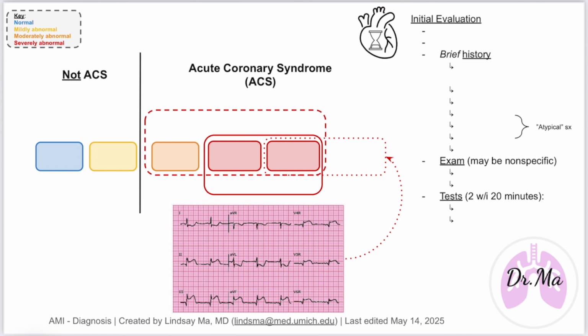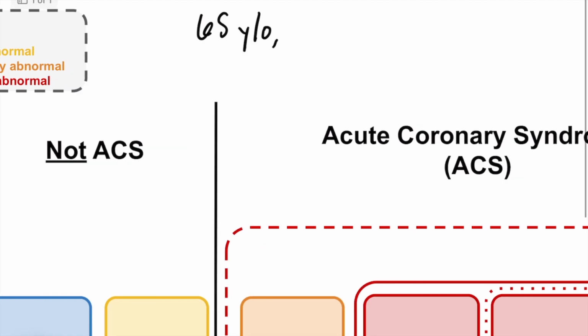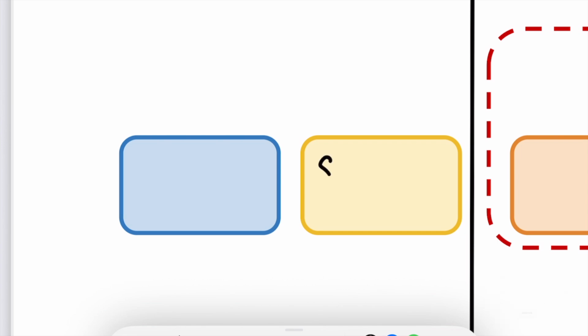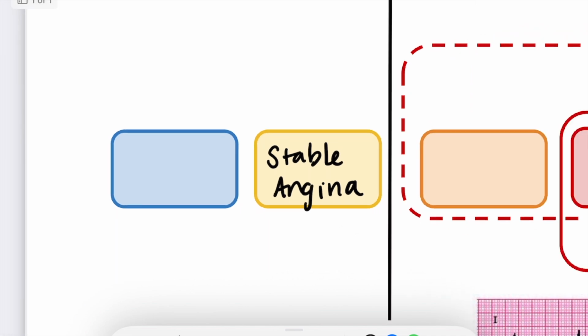Let's say you're pre-rounding on a patient. They are 65 years old and are complaining of some new symptoms that they woke up to, such as chest pain, dyspnea, and diaphoresis. Yikes, it started at rest, so your suspicion for a stable angina is pretty low. However, you are worried about some type of acute coronary syndrome.